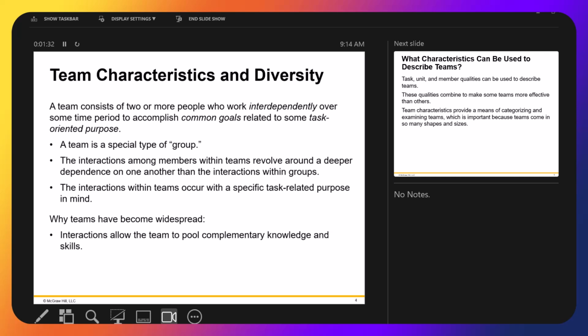Why have teams become widespread? Interactions allow teams to pool complementary knowledge and skills. So one of the things that you find when it comes to teams, even when you take some of our classes at the university, is that this is what you see in the real world. And this is why you see more team-oriented work.